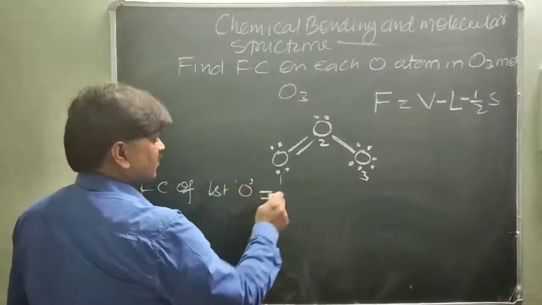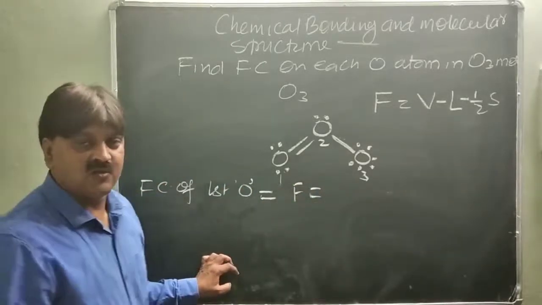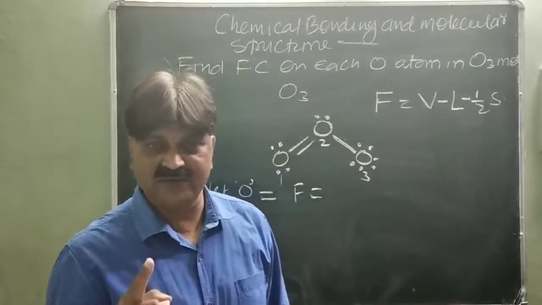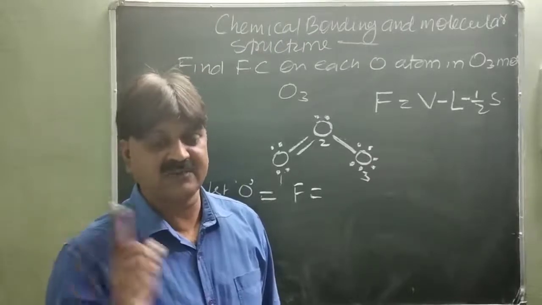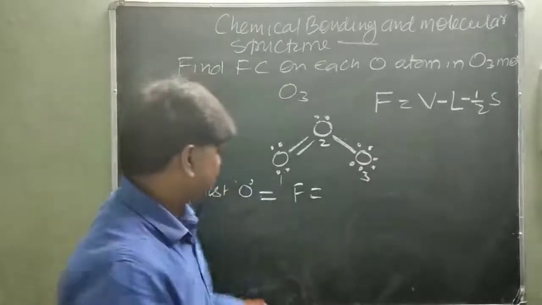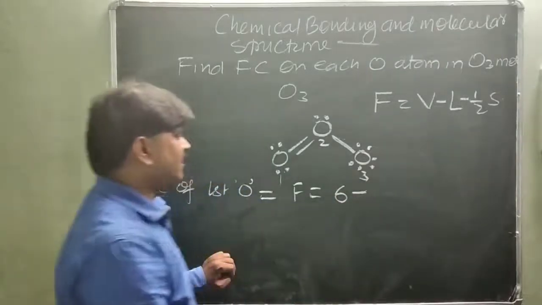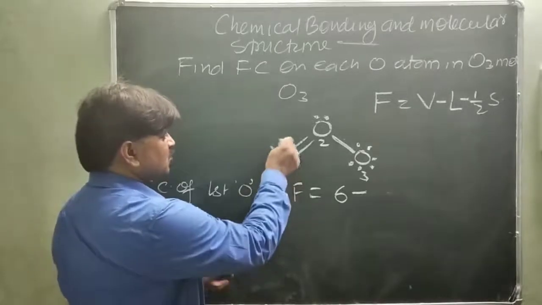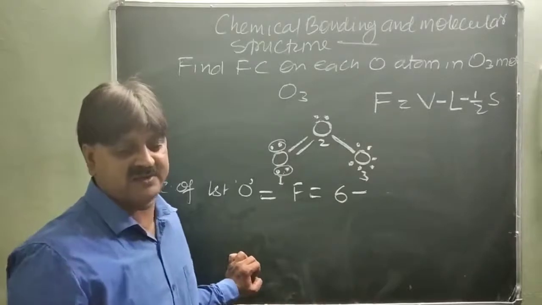So F is equal to the number of valence electrons. You know the number of valence electrons in oxygen? Atomic number is 8, configuration 2 and 6. So a total of 6 electrons are present in the valence shell of the oxygen atom. So this is 6, minus the number of non-bonding electrons. You will see at this oxygen, this is the first oxygen we are taking, there are 2 here and 2 here. Total non-bonded electrons is 4.